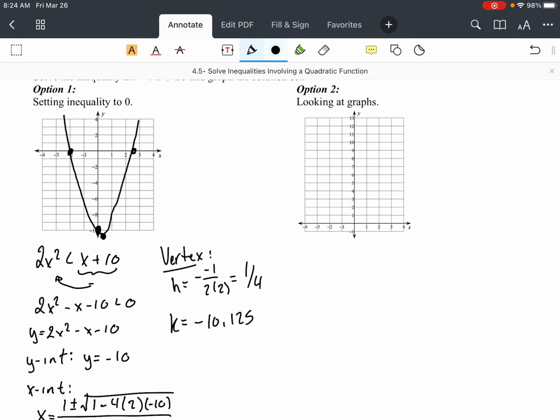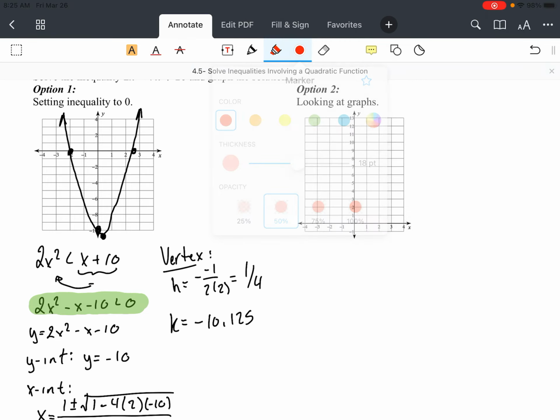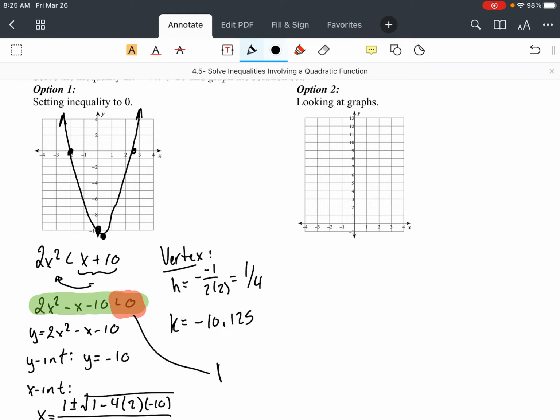Okay, so we've got our function, and now we're going to take a look at what it's asking for. In this case, it says 2x squared minus x minus 10 is less than 0. So again, we're looking for where this graph falls below the x-axis. If it's less than 0, it means below the x-axis. If it were greater than 0, it'd be above the x-axis.